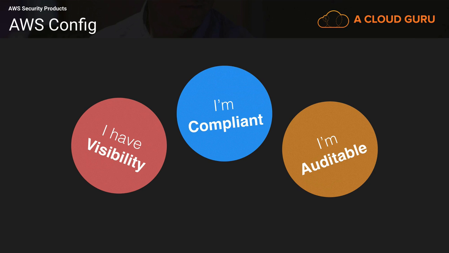So the great thing about AWS Config is suddenly you've got visibility, suddenly you've got compliance, and suddenly you are auditable. So it is a very, very powerful service, and a lot of the big Fortune 500 organizations definitely do use it.